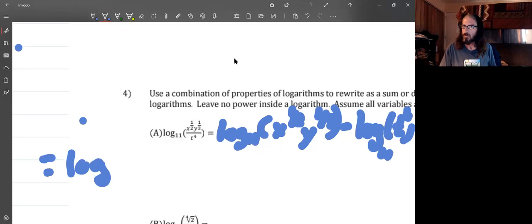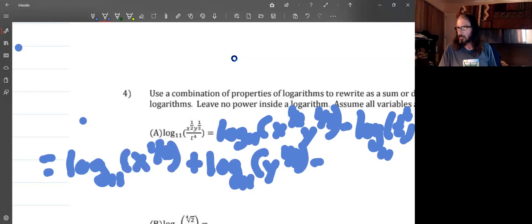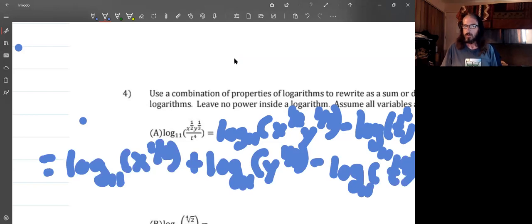So log of x to the 1/2 in base 11 plus the log of y to the 1/3 in base 11 and minus the log of t to the 4th in base 11. Now apply that power rule.